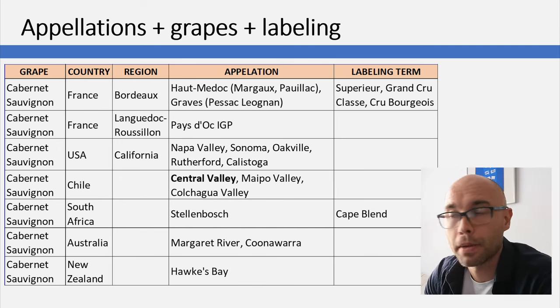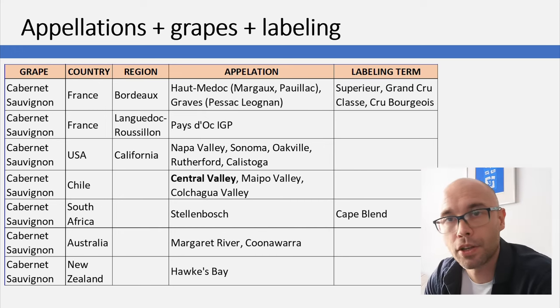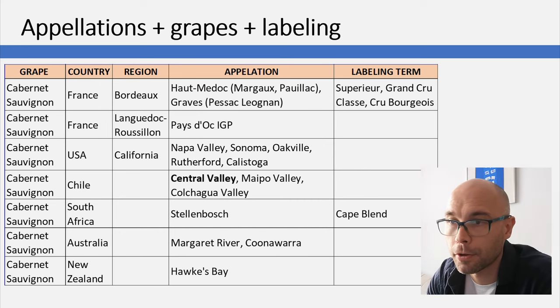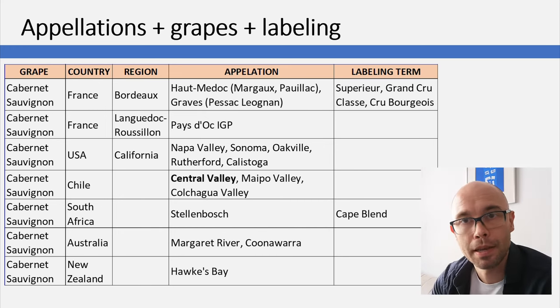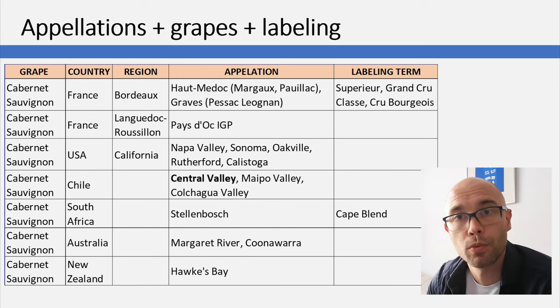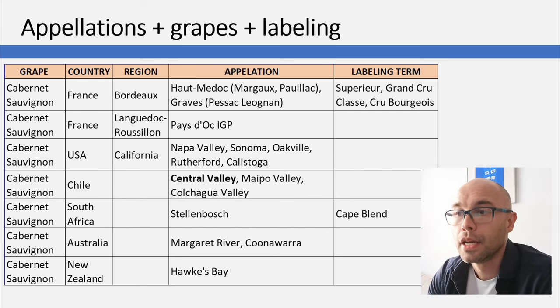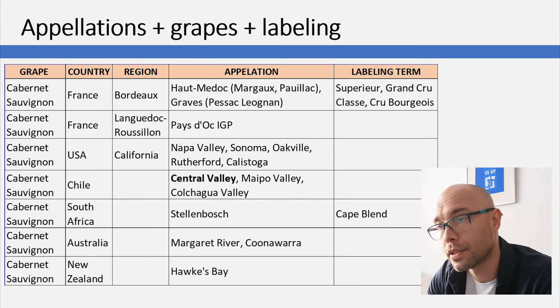In Graves, you have the Pessac-Léognan, and then the same labeling terms as for Merlot. Basically, these labeling terms are associated with red wines in Bordeaux. Languedoc-Roussillon again, Pays d'Oc again.